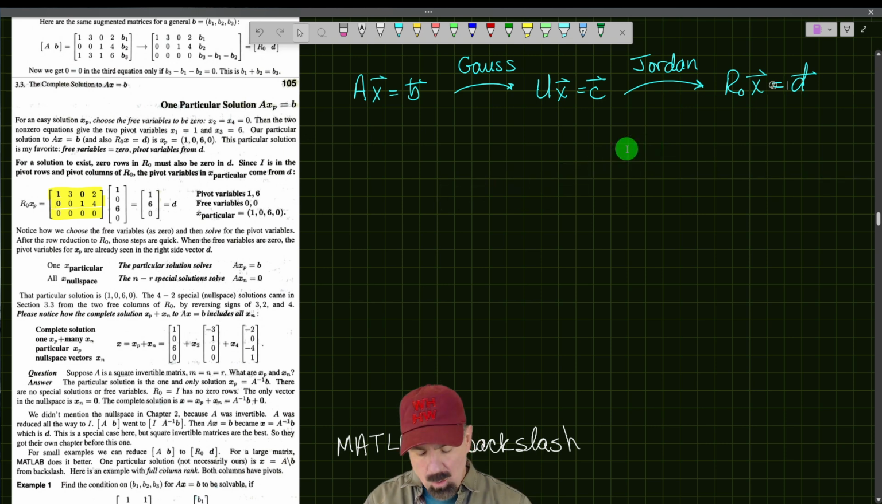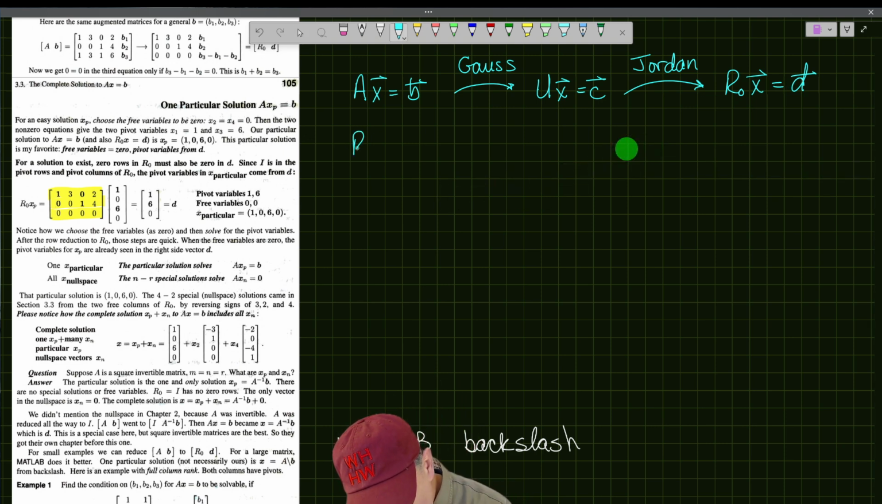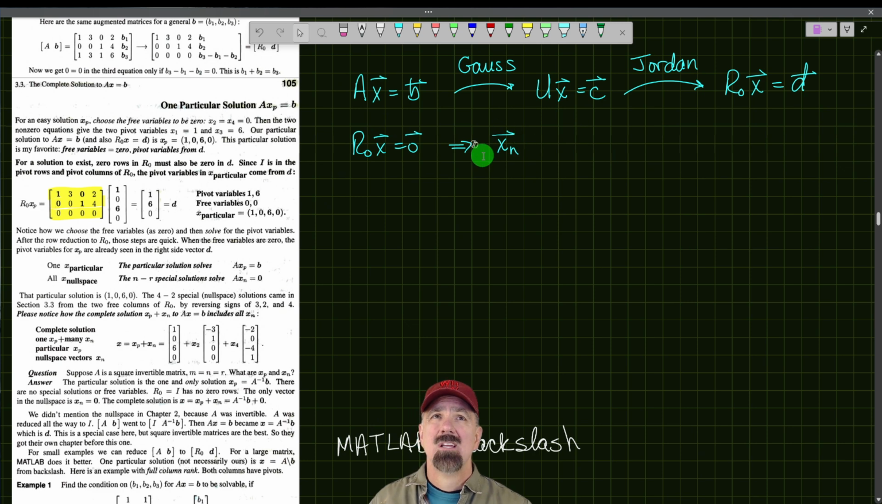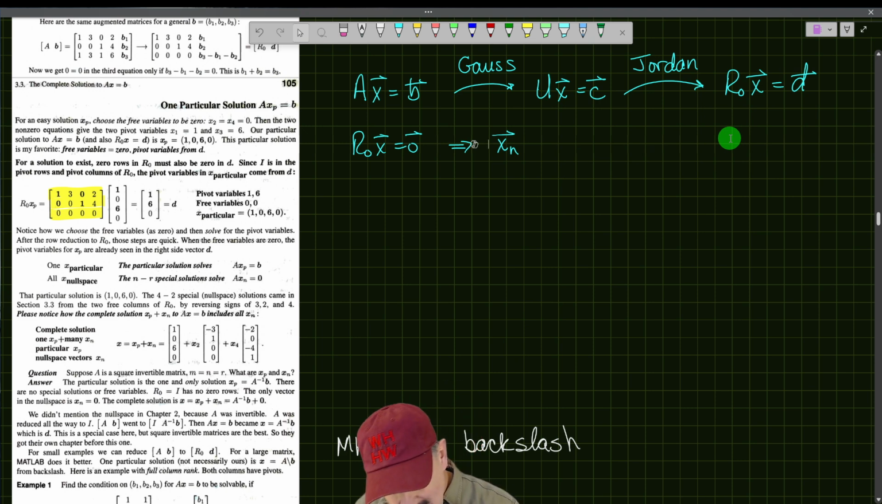And we know how to take the r naught x and set it equal to 0 and solve. And this is going to give us the x, what he calls x sub n, or null space solution. So that's going to come from there. So what we're wondering now is, how do we come up with this d? And what he tells you, I'll just give you the quick version of what he says.